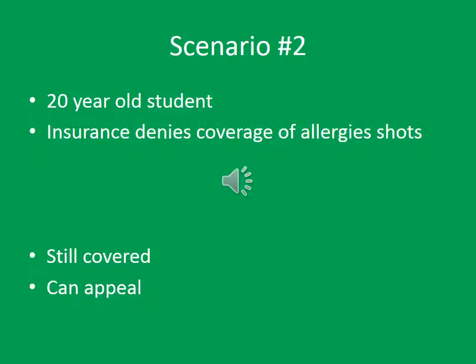Scenario number two: we have a 20-year-old university student who has severe allergies, and his insurance company is denying coverage of the allergy shots. With Obamacare, he's still covered even as a 20-year-old student and can appeal the insurance company's decision.